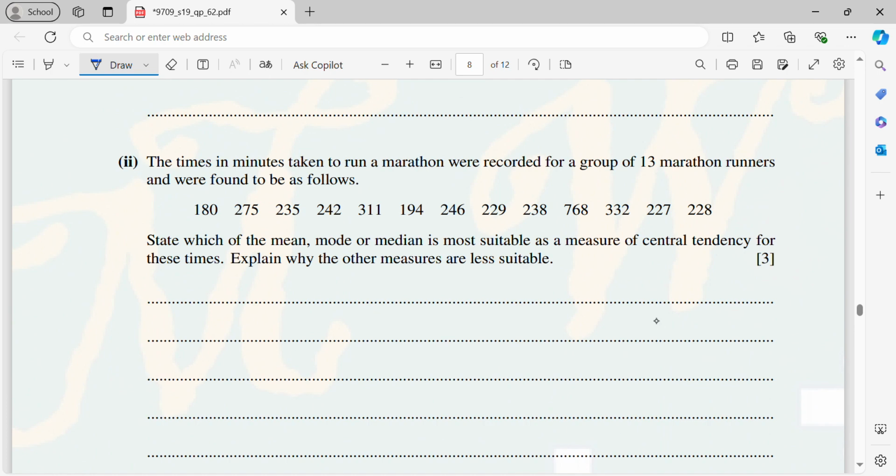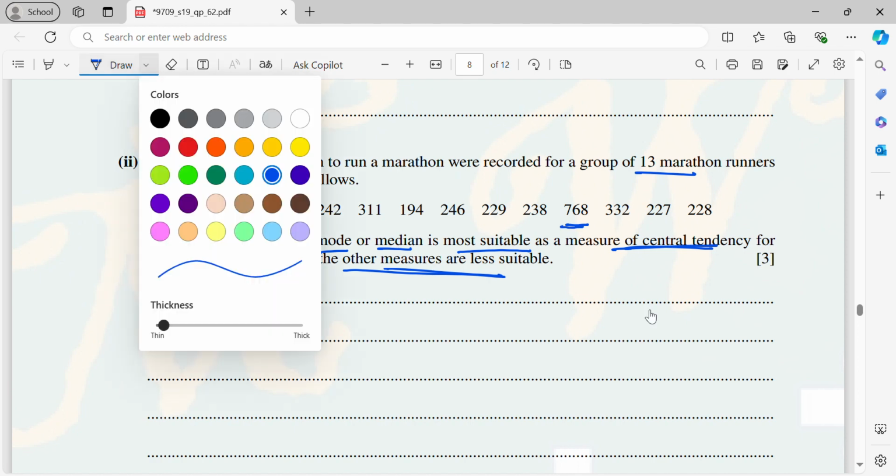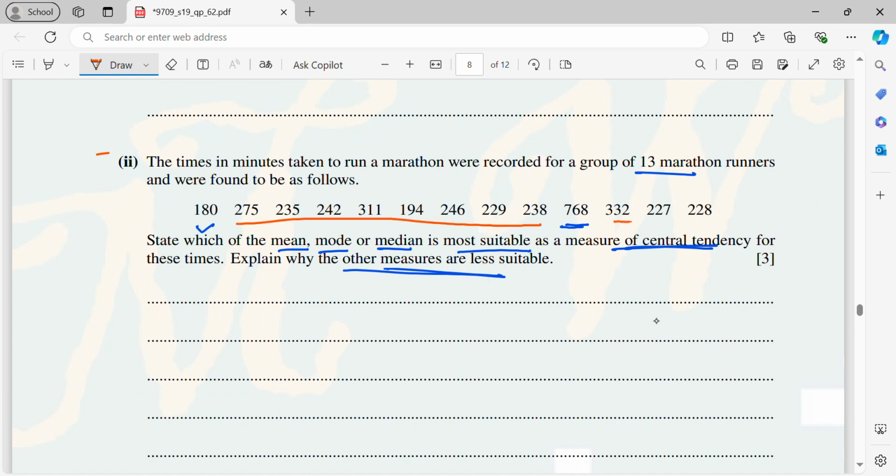Now part 2, the times in minutes taken to run a marathon were recorded for a group of 13 marathon runners and were found to be as follows. State which of the mean, mode or median is most suitable as a measure of central tendency for these times. Explain why the other measures are less suitable. Okay, when you look at the data here, the smallest is 180, then the biggest is 768, but the rest of the values will be in between 180 to 332. Then suddenly there is a huge number, 768. So because of the 768, we do not choose mean, because there is a large outlier.